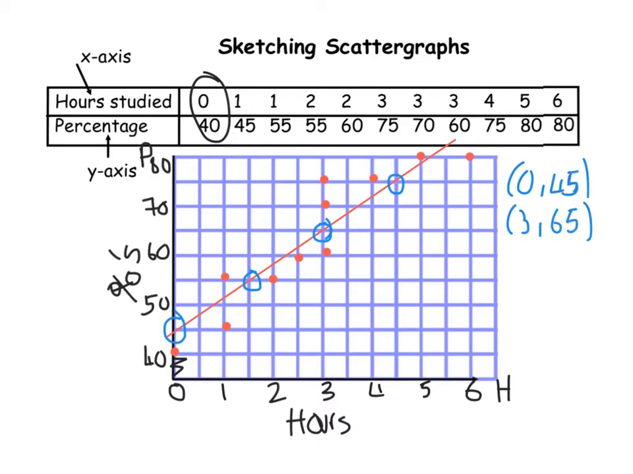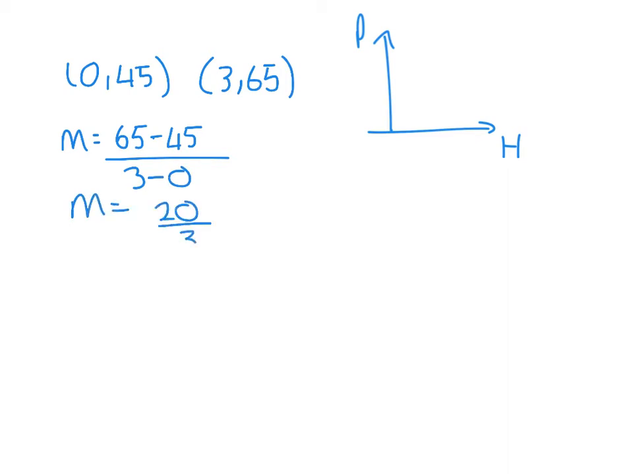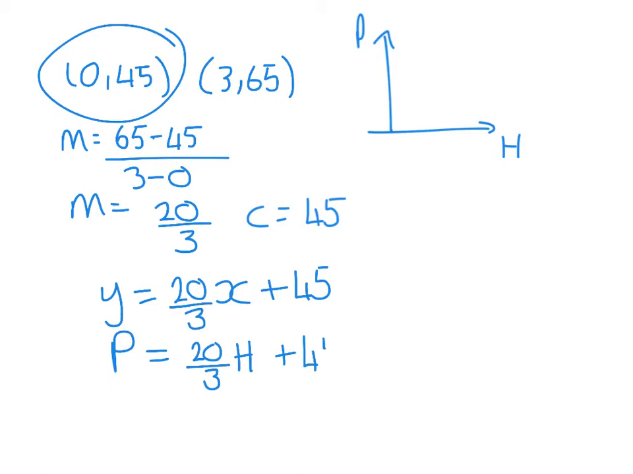And what we're going to do now is we're going to find the equation of this line. Okay, so our gradient of a straight line would be subtracting the y, so it would be 65 minus 45 over 3 minus 0, which gives us 20 over 3. Our c value comes from this coordinate here. Our c value is 45. That was what we made our y-intercept be. So our equation would be y equals 20 over 3x plus 45. But obviously our x and y numbers have changed. So it's p for percentage equals 20 over 3 times the number of hours plus 45. And that would be the equation of that line of best fit.